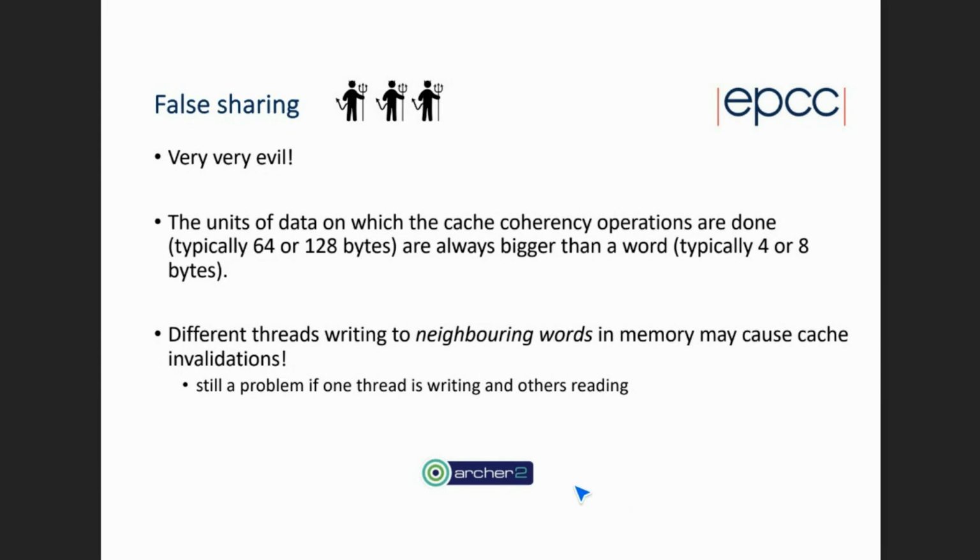So the problem is that if we have different threads writing to neighboring words in memory, there's no actual sharing of data or communication happening. These different threads happen to be accessing words in memory that are next to each other. That may be sufficient to cause these cache invalidations to happen. And so it's still a problem, even if we just have one thread writing and others reading, because as long as at least one thread is writing, these invalidations are still happening.